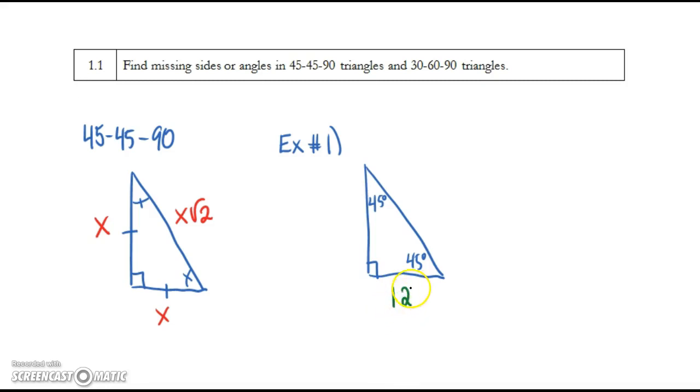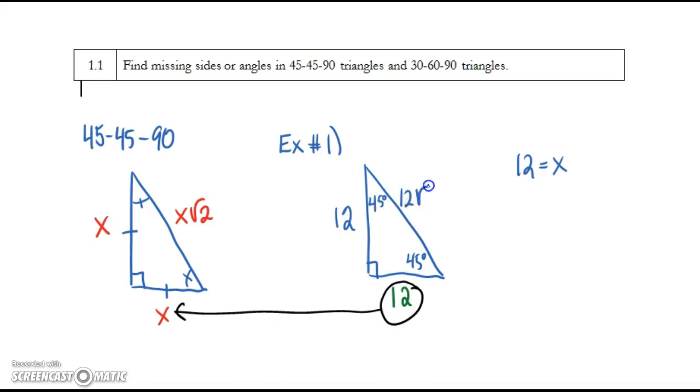So what you want to do is think about which side that 12 corresponds to. And it corresponds to the x right there. So then we can write the equation 12 equals x. And there really isn't anything to solve for. X is isolated. So now we replace x with 12 on the other two sides. If we take a look at the other leg of our triangle, which is represented by x, we can replace that x with 12. And if we look at the hypotenuse, which is x root 2, we can replace that x with 12 as well and get 12 root 2. Okay? That example, pretty straightforward.